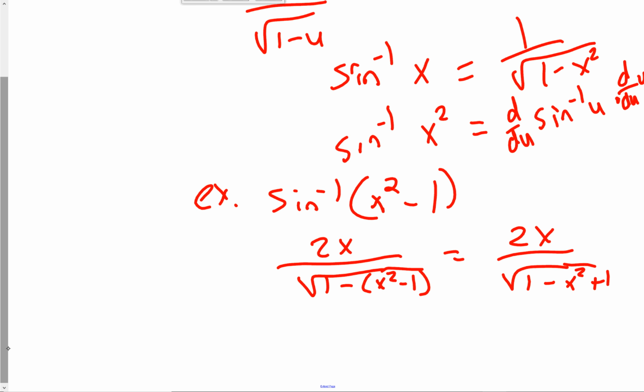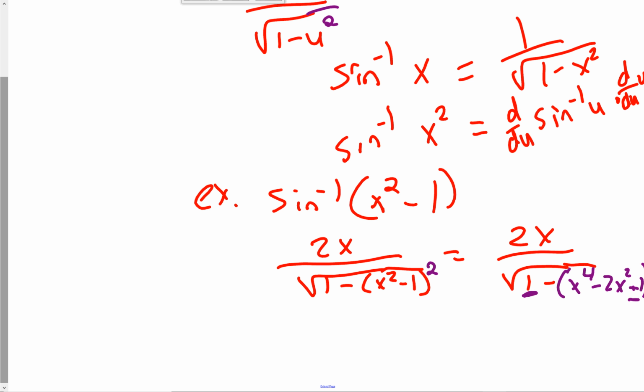And then, so I just get, they're not going to cancel out, sorry, because this right here is supposed to be a u squared. That's supposed to be a u squared, so that means that's being squared. So that would be x to the 4th minus 2x squared plus 1.